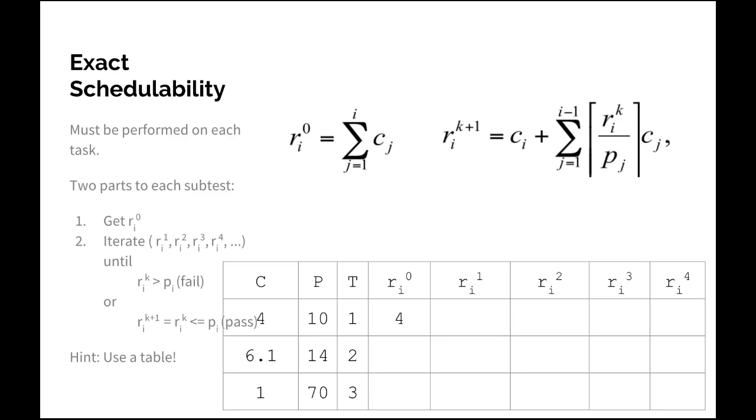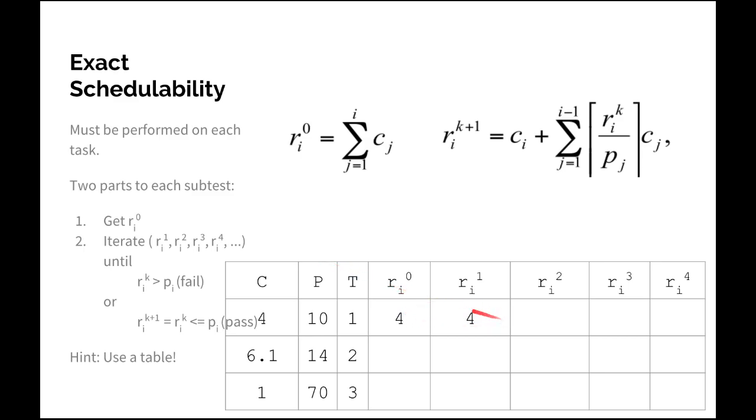It's just 4, its own execution time. To get later R values, what you then do is take the execution of the task you are testing and sum that with a summation of the previous R value divided by the period of any higher priority tasks. There are no higher priority tasks in this one, so it's actually going to be 4 again.